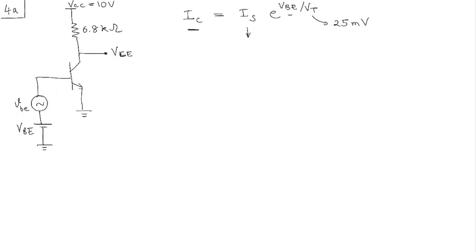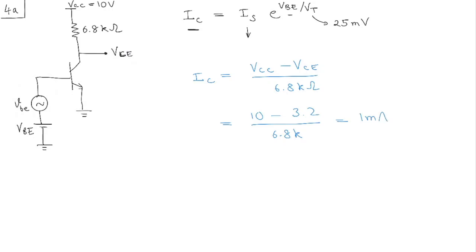So we know what VCE is, which is 3.2 volts. And if that is 3.2 volts, then IC will be equal to VCC minus VCE divided by 6.8 kilo ohms. So that's 10 minus 3.2 divided by 6.8 K, which turns out to be 1 milliampere, right? So we have IC is equal to 1 milliampere.